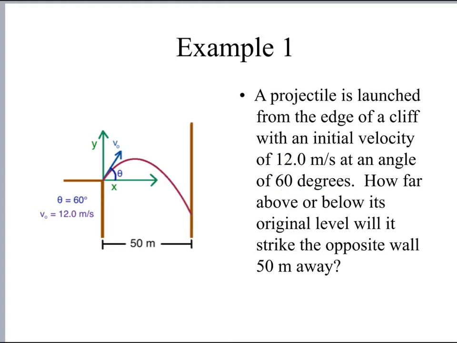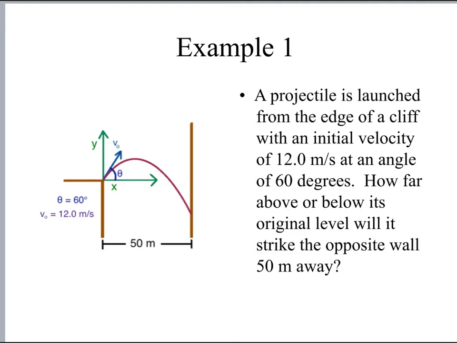So here we have our cliff, and we have our XY coordinate system. The origin is where we are launching from. So we have our v naught at 60 degrees, that's our angle theta there, and this parabolic path is going to be the path of the projectile, and we know that the initial velocity is 12 meters per second. Now the question says how far above or below its original level, so its original level is at the x-axis, so how far above or below will it strike the opposite wall that is 50 meters away. So we know the distance that the projectile is traveling is 50 meters.